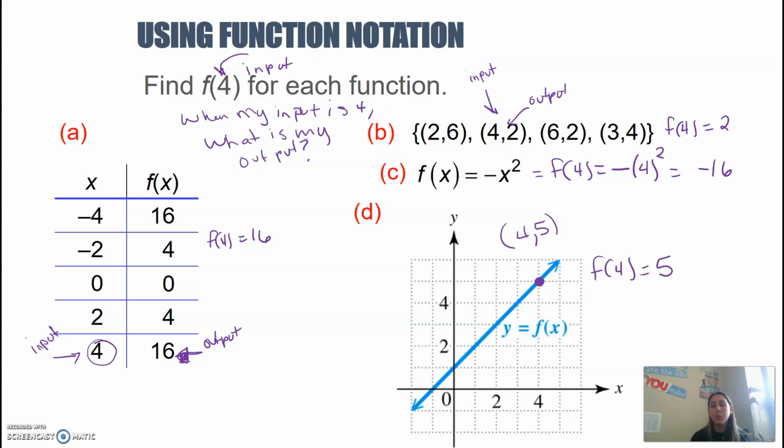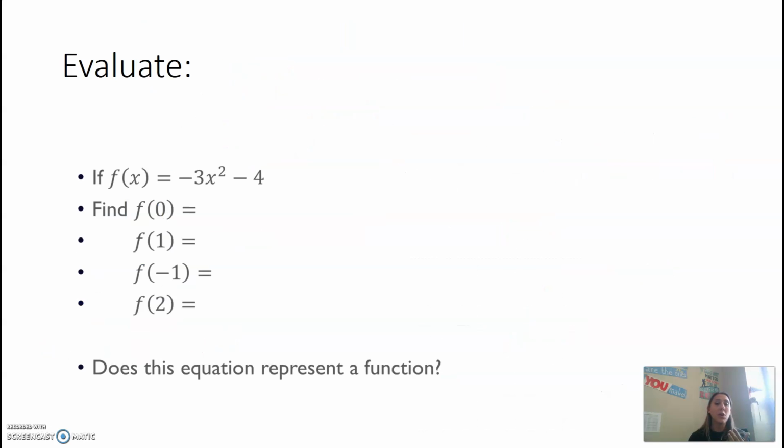So that's what we're doing for all of this. I want you to go ahead and hit pause, and I'd like you to evaluate these. Okay, so now we're going to do this. I did the first one. I went ahead and did when my input is 0, what is my output?